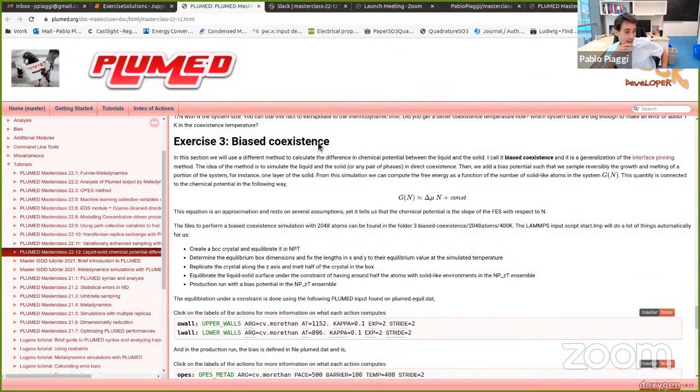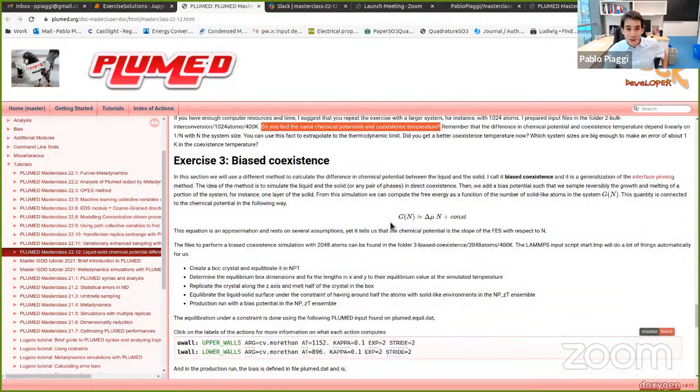Okay, so now that we have gone through the resolution of exercise number 2, we can go to exercise number 3, the biased coexistence method. This is also a name I invented myself, but this method is based on the following strategy. So one considers one phase in direct coexistence with the other phase that we're interested in. In the case of this exercise, it is a liquid in coexistence with a solid.